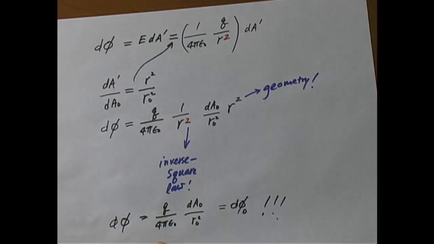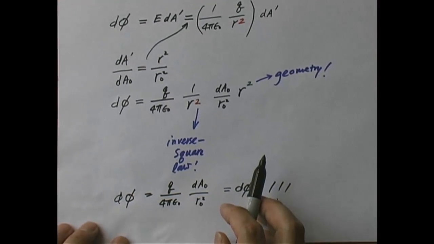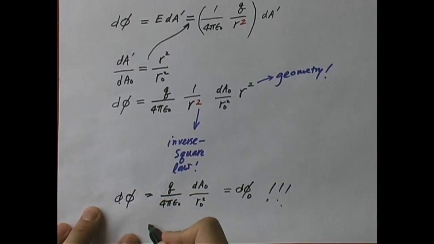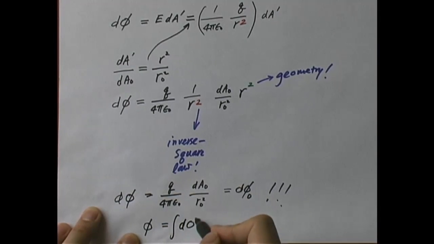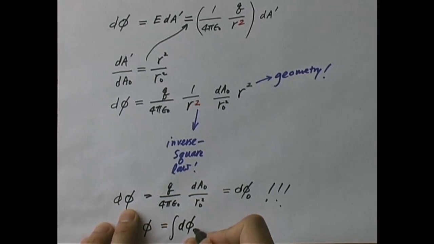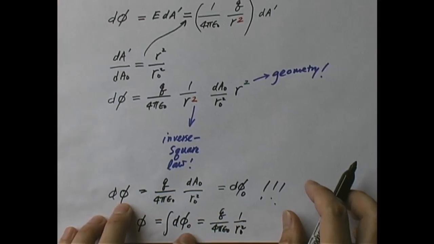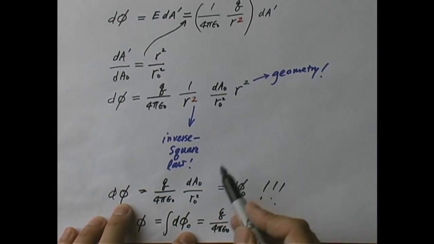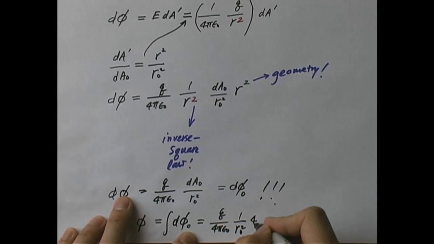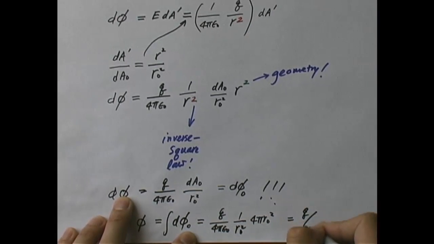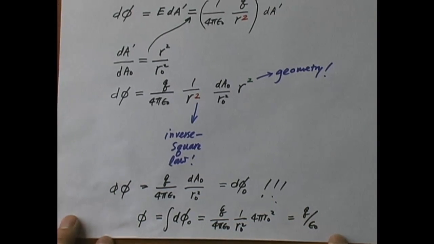As a matter of fact, if you integrate over the entire sphere r naught, because now the integration is over A naught, not over A anymore, you can then recover Gauss's law. Phi equals the integration of d phi, right? And that's the same as d phi naught. So it's q over 4 pi epsilon naught times 1 over r naught squared, because r naught doesn't change as you integrate over the smaller sphere, and dA naught, as you integrate over the entire dA naught, you get the entire area of the smaller sphere, which is 4 pi r naught squared. These cancel out, and you're left with q over epsilon naught. The exact same result as we obtained for phi naught.